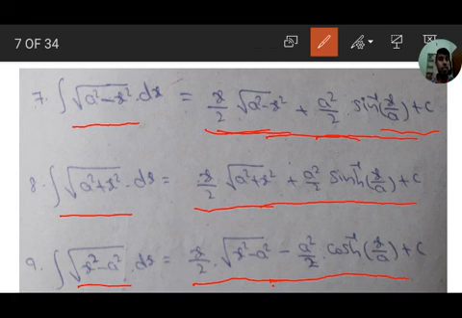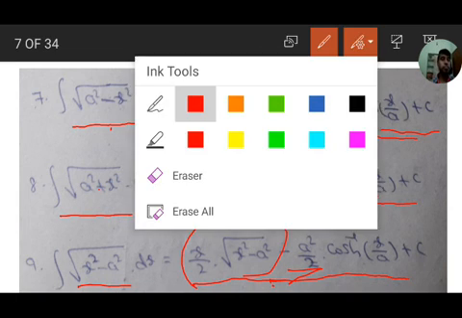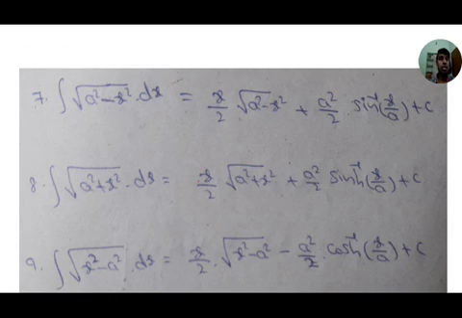In these 3 formulas, the first term is the same: x by 2 into the function, whatever it may be, and a square by 2 with a minus sign in the last one. Then sin inverse, sin h inverse, cos h inverse. You have to remember it like that. These are the 9 standard formulas.